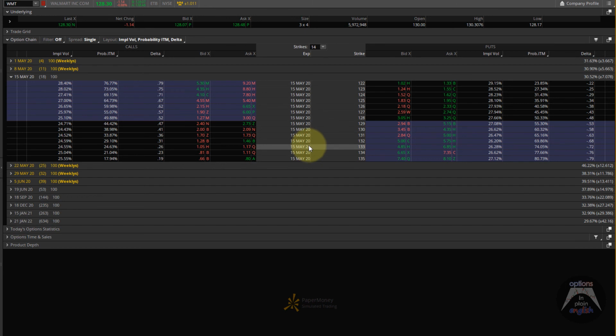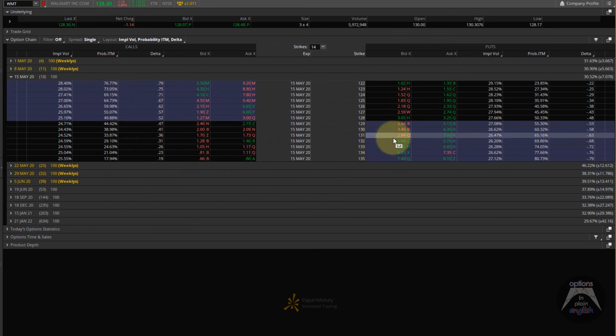So what we're going to do here is very simple. We're going to be selling a put, but we're going to do it twice, because once we're going to do it in a cash account, and then we're going to do it in a margin account so that you can see the difference in buying power reduction. So I'm going to be switching here to a cash account.